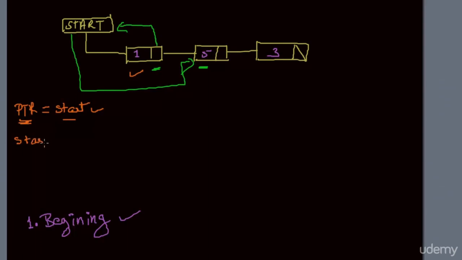We will replace start with the link part of the first node. How we will do that, we will check in the program in a minute. And finally, we will free up ptr. Look simple? Yes, it is simple. Let's try to code it now.